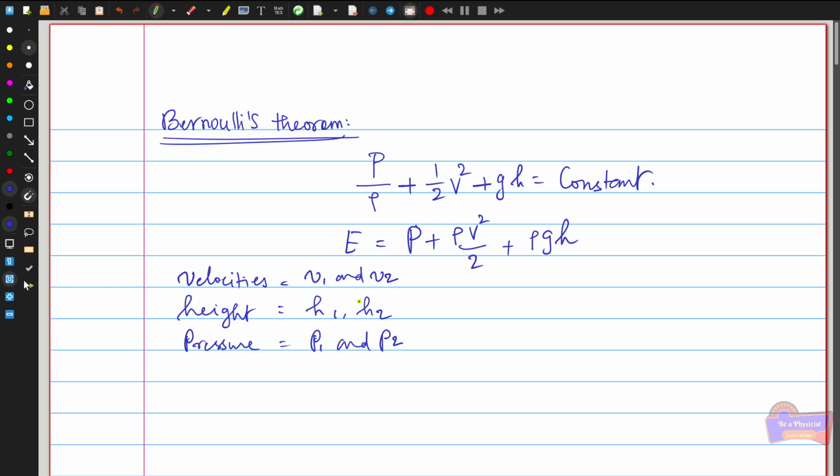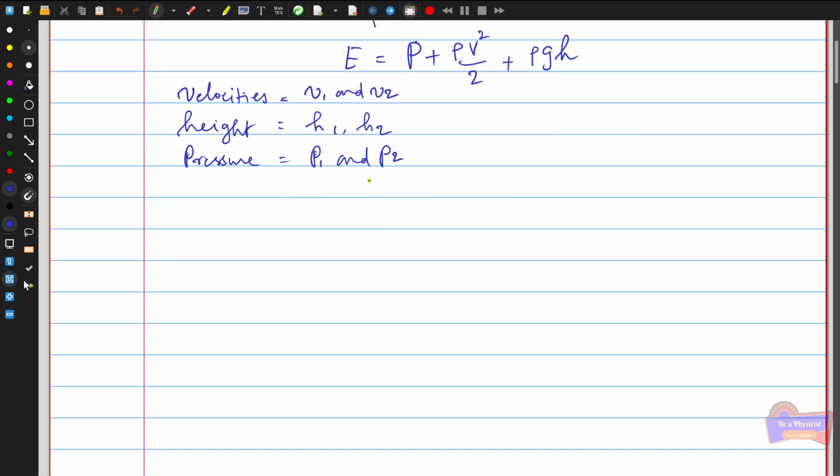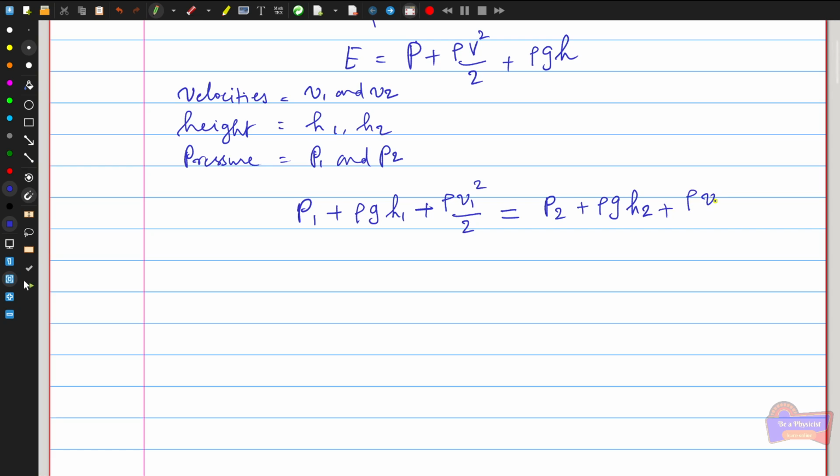Since this is constant, I can equate these two quantities. That means I can take p1 plus rho times g into h1 plus rho into v1 squared divided by 2. This is the total energy of one point, which is equal to the total energy of the other point, which can be written as p2 plus rho times g into h2 plus rho into v2 squared divided by 2. So this is the stable equilibrium position. That means the total energy of the Bernoulli's equation for the one point and the other point.